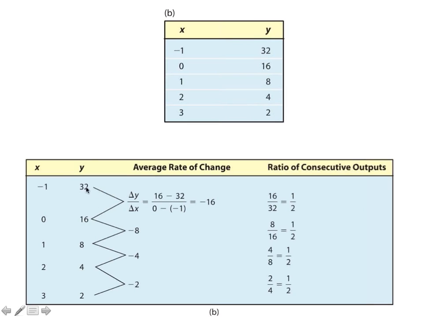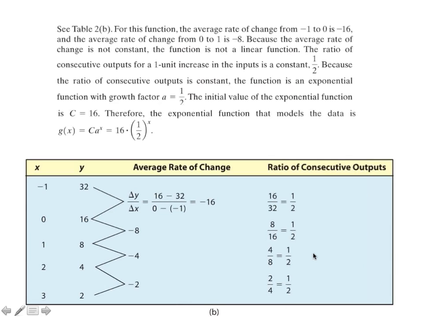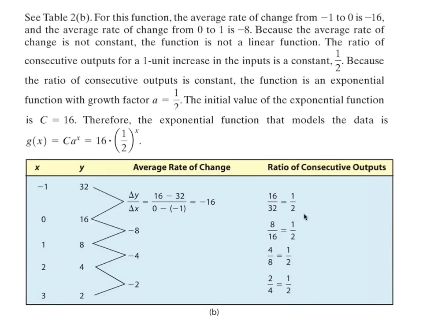So we take 16 divided by 32, that's 1/2. We take 8 divided by 16, again that's 1/2. 4 divided by 8, that's 1/2, and 2 divided by 4, that's also 1/2. And if you notice, these are all consistent, okay? So for this function, the average rate of change from negative 1 to 0 is negative 16, but from 0 to 1, it's negative 8. So since it's not constant, the function is not linear. But the ratio of consecutive outputs for a 1 unit increase in the inputs is a constant, it's 1/2. Since it's constant, the function is exponential.